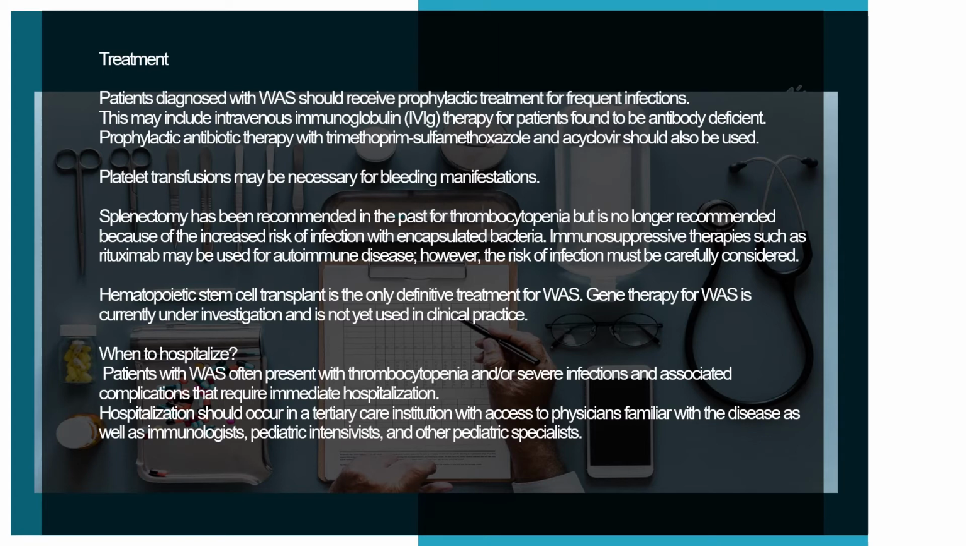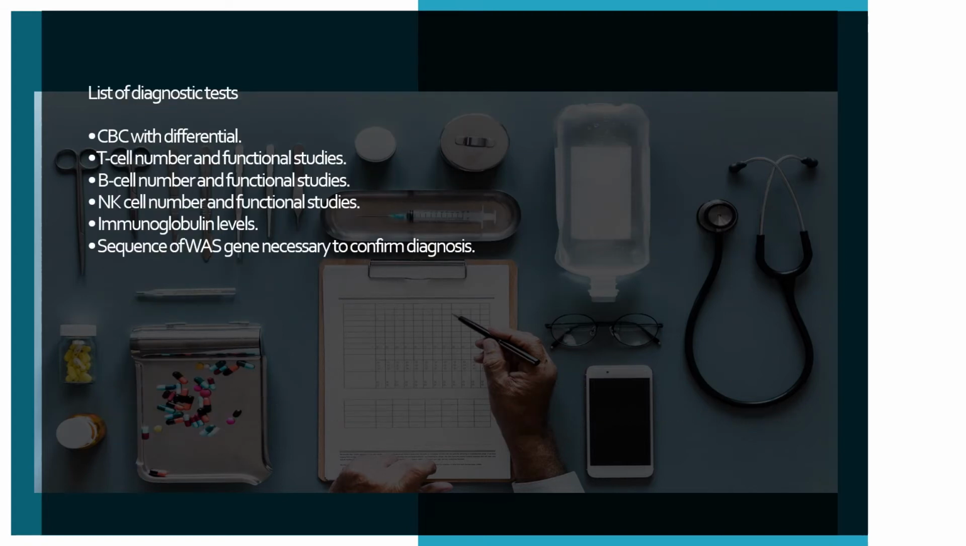First, when a patient presents with thrombocytopenia and/or severe infections and associated complications that require immediate hospitalization, hospitalization should occur in a tertiary care institution with access to physicians familiar with the disease, as well as immunologists, pediatric intensivists, and other pediatric specialists. The list of diagnostic tests for Wiskott-Aldrich syndrome includes CBC with differential, T-cell number and functional studies, B-cell number and functional studies, NK cell number and functional studies, immunoglobulin levels, and sequencing of the Wiskott-Aldrich syndrome gene, necessary to confirm the diagnosis.